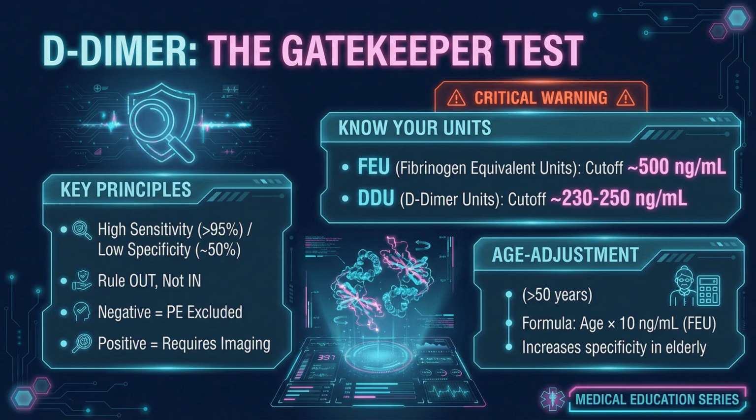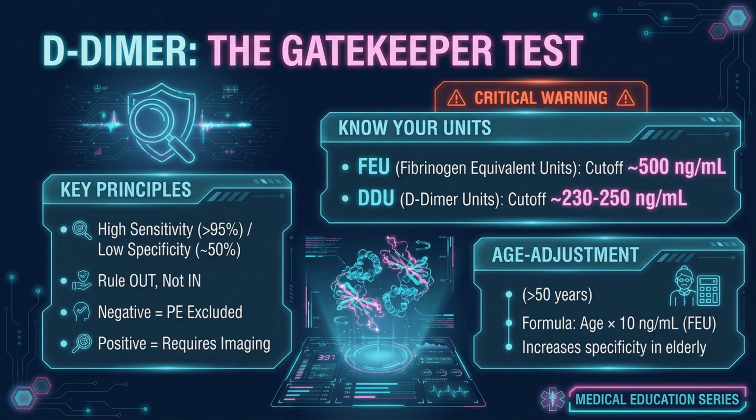Let's talk about the D-dimer test, often called the gatekeeper for evaluating suspected pulmonary embolism. Understanding this test is crucial because it helps us decide who needs further imaging and who doesn't. First, be very clear about the units reported by your lab. D-dimer results come in 2 main units: fibrinogen equivalent units, or FEU, and D-dimer units, DDU. The typical cutoff for FEU is around 500 nanograms per milliliter, while for DDU it's roughly half that, about 230 to 250 nanograms per milliliter. Confusing these can lead to misinterpretation, so always confirm your lab's reporting units.